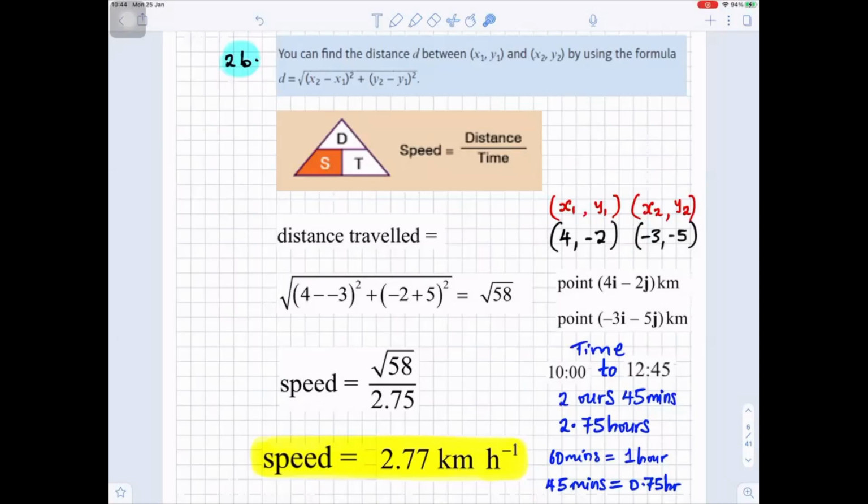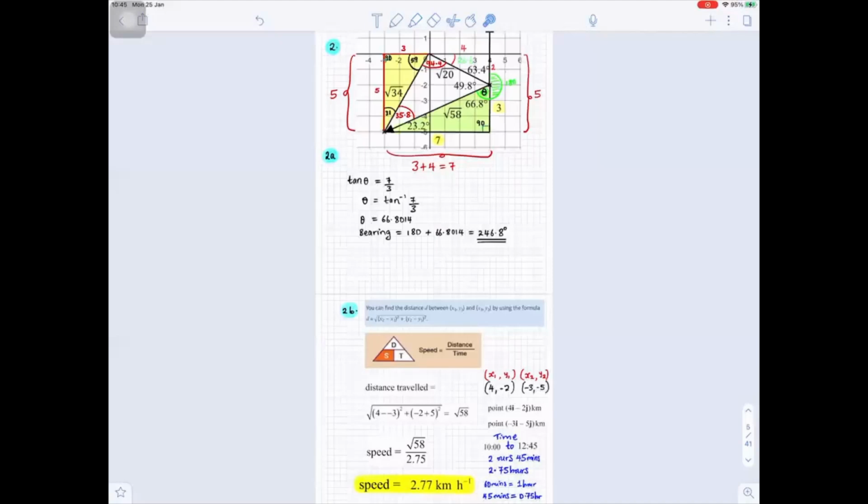And you change 45 minutes to hours. 60 minutes is 1 hour, so 45 minutes is 0.75 of an hour. So the total time is 2.75 hours. So square root of 58 divided by 2.75 gives you 2.77 kilometers per hour. So that's your complete answer for question 2. You've got the bearing and you've got the speed.